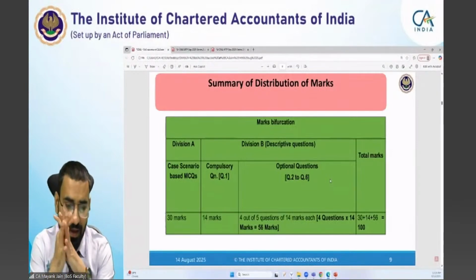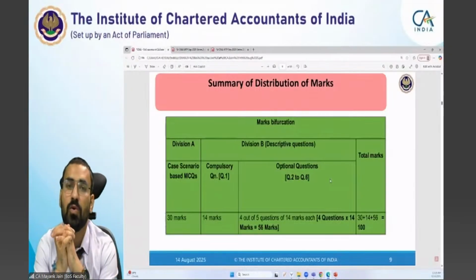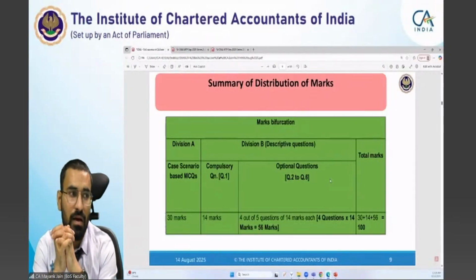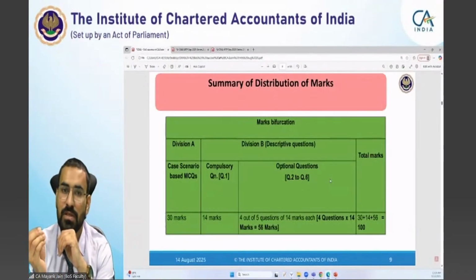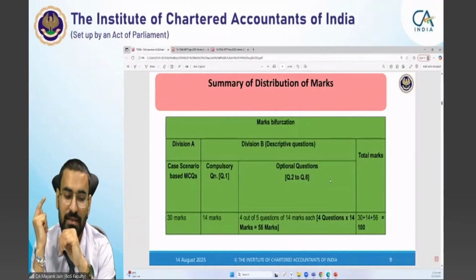So in Division A, you are able to score good marks while managing your time efficiently, since you don't have to write answers properly. You just have to mark your option. You can do your rough work in the rough sheet. In this way, you will save your time and get good marks.